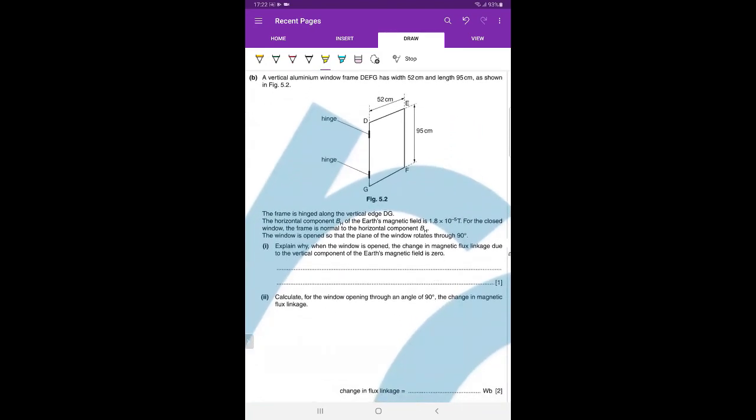रीड कर लो. I'll just draw the horizontal component of the Earth's magnetic field. Although they haven't asked, but nonetheless draw कर रहा हूँ. तब तक आप पूरा रीड कर लो. Just a diagrammatic representation for your understanding.